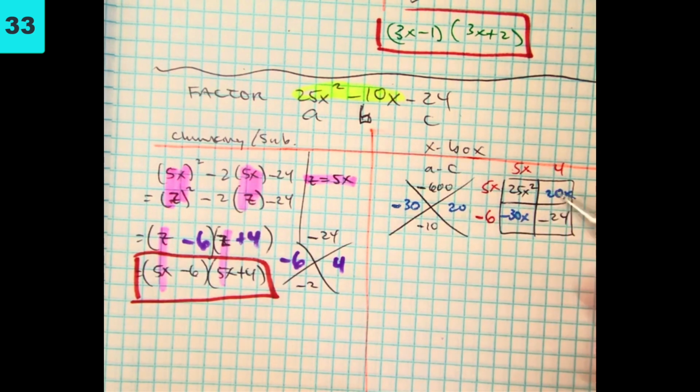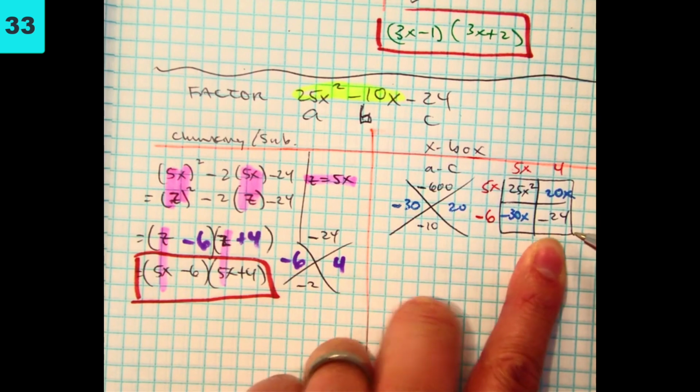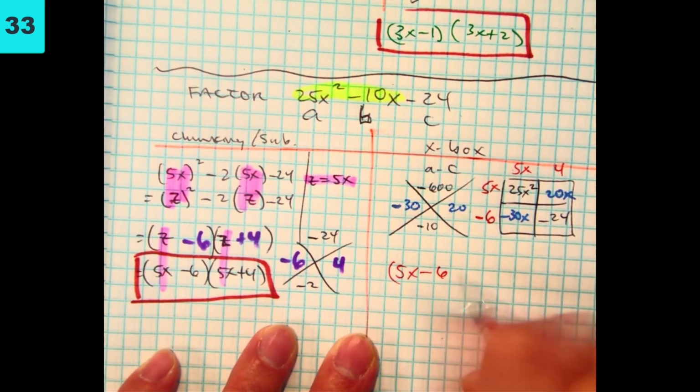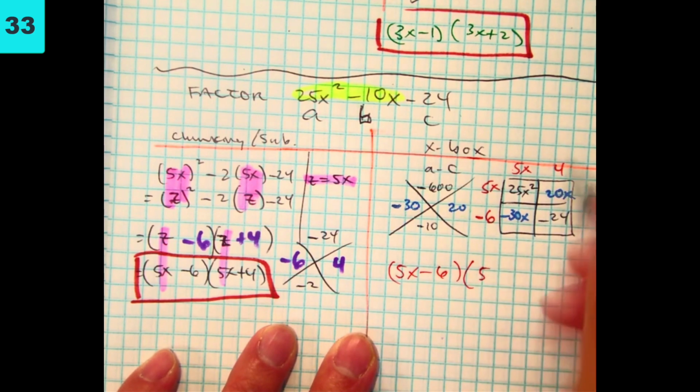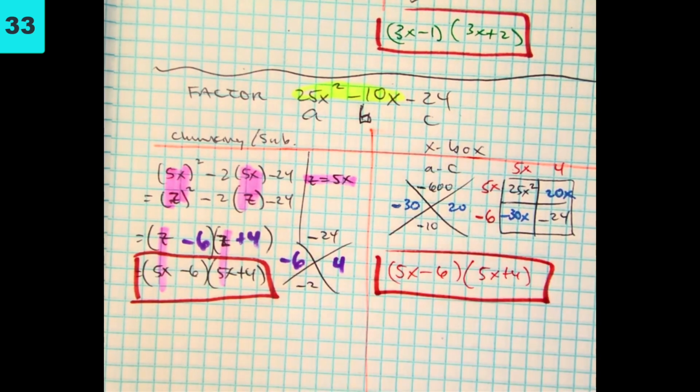And you can always double check your answer. Negative 6 times 4 is negative 24. So I have 5x minus 6 and 5x, that's a positive 4. Raise your hand if you got that as your answer.